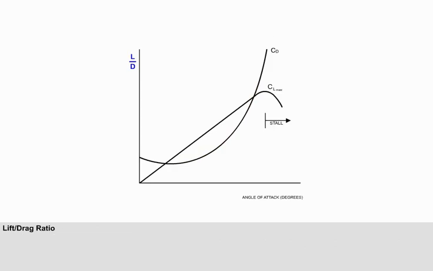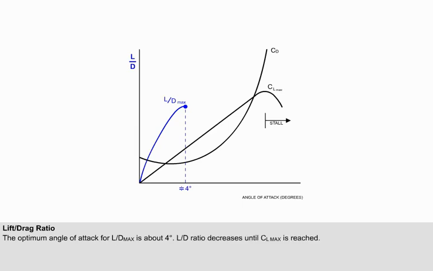The efficiency of the production of lift can be gauged from studying the ratio between lift and drag, a high lift-drag ratio being more efficient. The proportions of CL and CD can be calculated for any angle of attack. The graph on the screen shows that the lift-drag ratio increases up to a maximum at about 4 degrees, which is known as the optimum angle of attack. Above this angle of attack, the lift-drag ratio then decreases until CL max is reached.